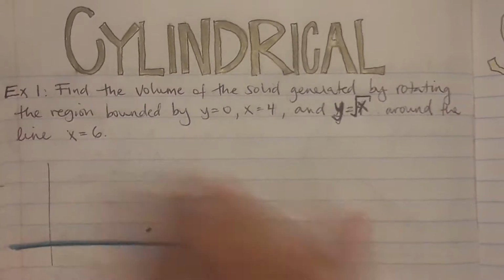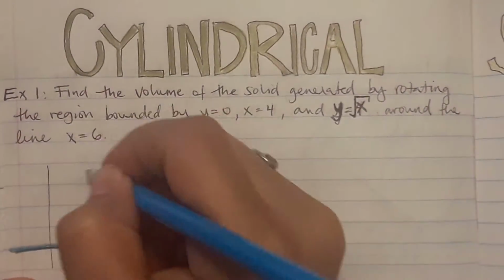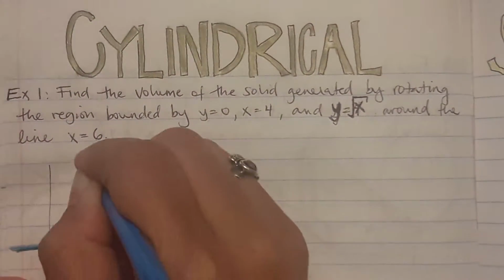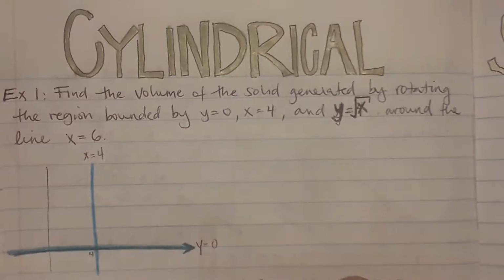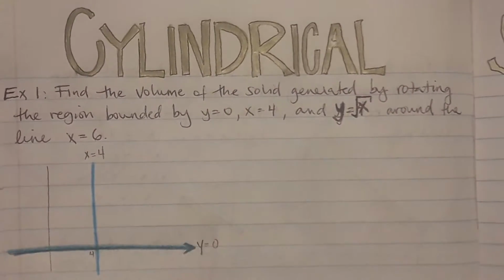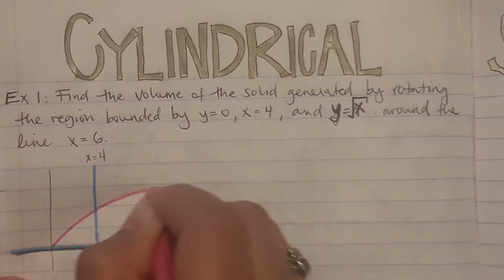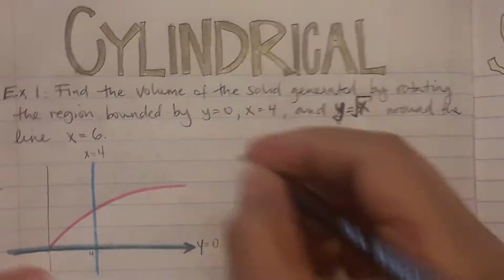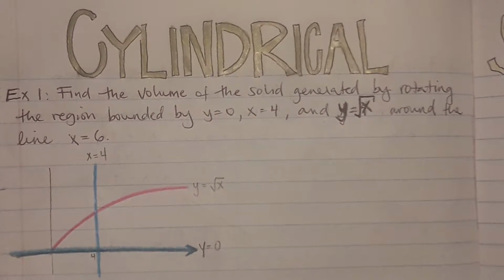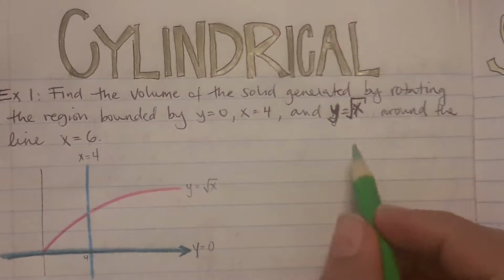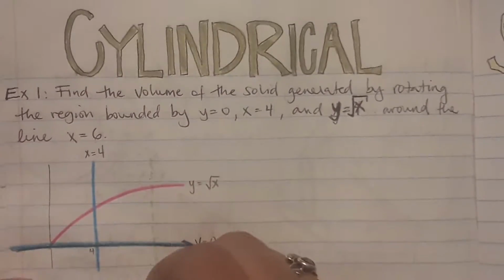So this is the line y equals 0. I'm just going to color it all. And then x equals 4 is a vertical line going through 4 on the x-axis. And then radical x is a curve that looks somewhat like that. Then we're going to take the place that's bounded by all of those 3 curves, and we're going to rotate it around the line x equals 6. So you get this vertical line at x equals 6.